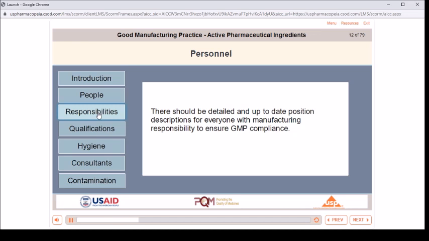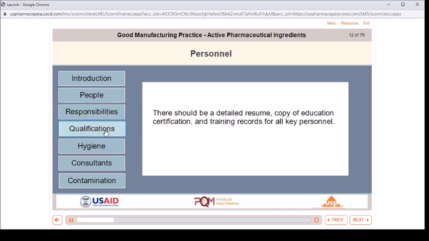Responsibilities. There should be detailed and up-to-date position descriptions for everyone with manufacturing responsibility to ensure GMP compliance. Qualifications. There should be a detailed resume, copy of education certification, and training records for all key personnel.